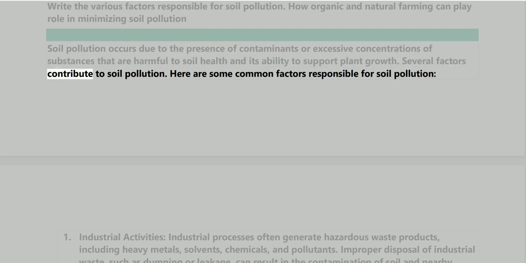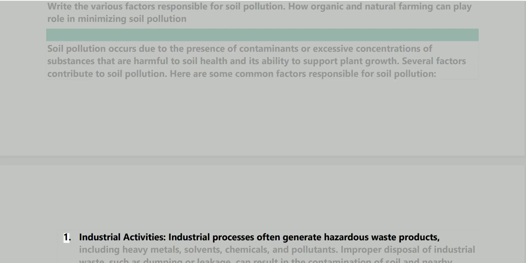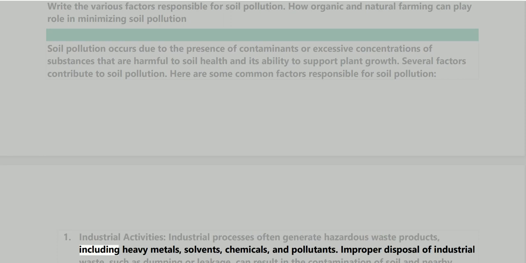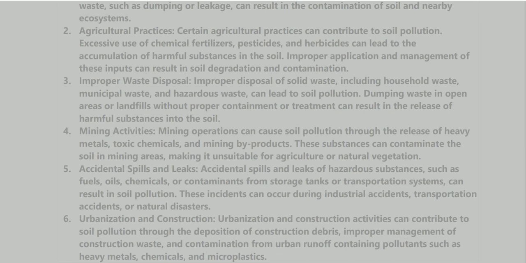Several factors contribute to soil pollution. Here are some common factors responsible for soil pollution. 1. Industrial activities. Industrial processes often generate hazardous waste products, including heavy metals, solvents, chemicals, and pollutants. Improper disposal of industrial waste, such as dumping or leakage, can result in the contamination of soil and nearby ecosystems.